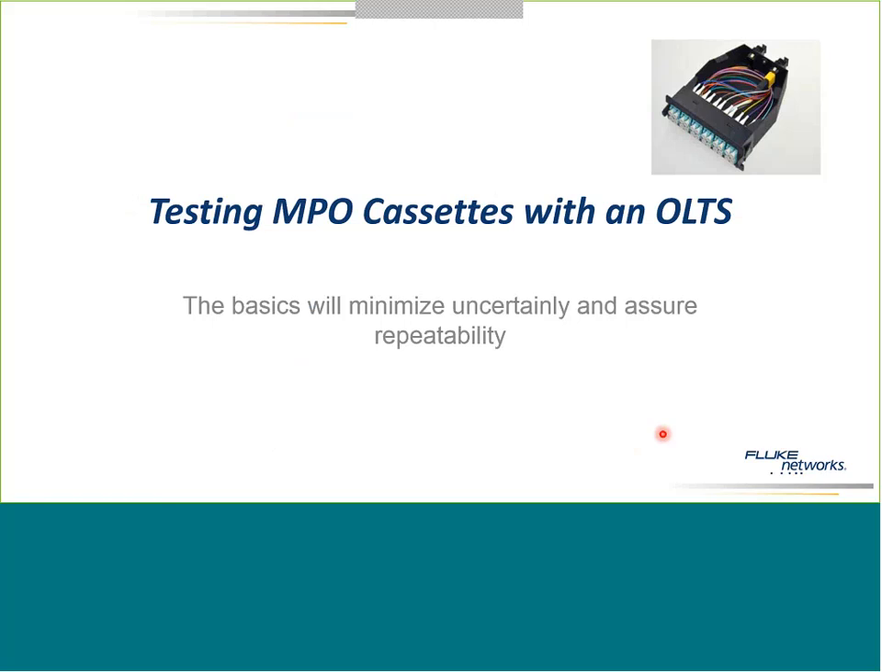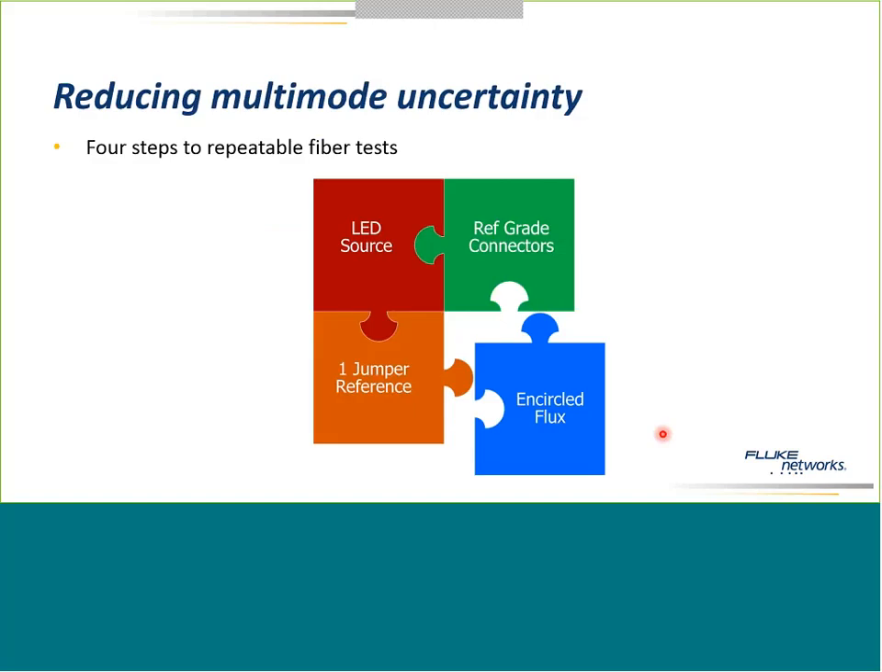So what about if you have MPO cable? What about if you have cassettes on both ends? Well, if you have cassettes on both ends, it's going to be just a standard loss test. But let's take a moment to talk about what a standard loss test is, because following some basic steps is going to help us to minimize or reduce the uncertainty that's introduced and make sure that our results are repeatable.